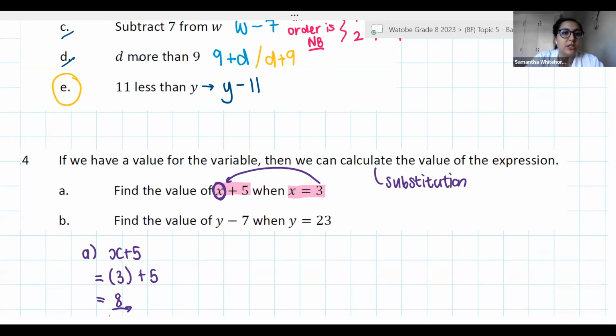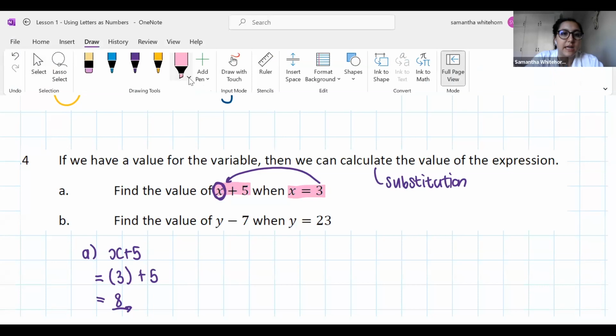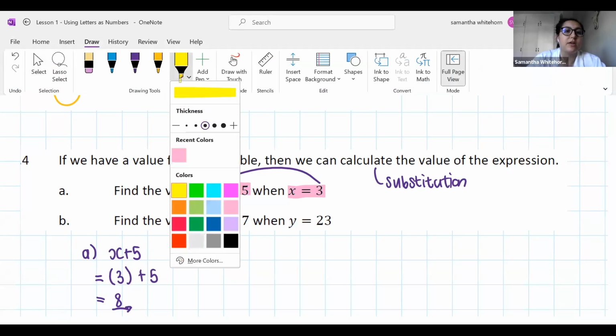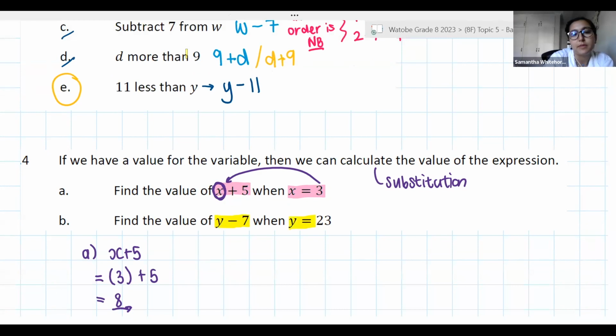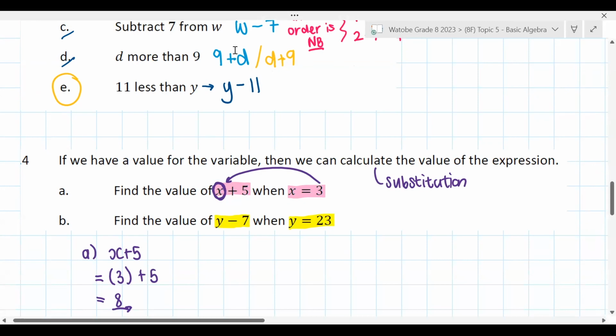So what I want you guys to try for me is the second one. Here, I've now given you the expression y plus 7, and I'm telling you that y is equal to 23. So I want you to substitute that in for me, and I want you to let me know on the chat what answer you get.